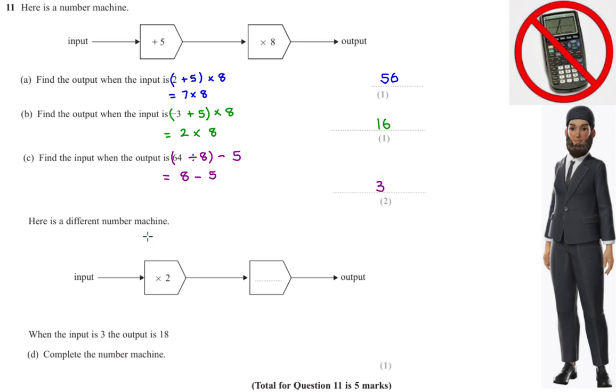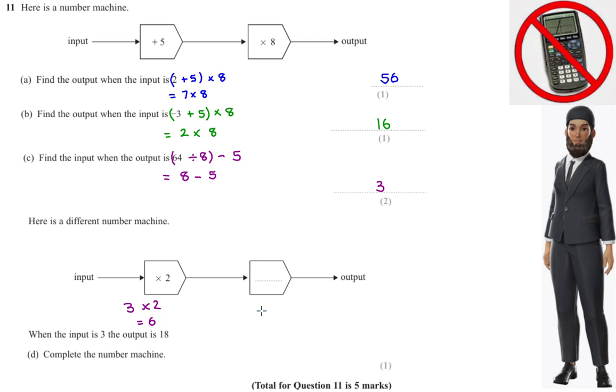Now here's a different number machine. We start with the input, times it by 2, we complete another operation, and then we receive the output. When the input is 3, we need to times it by 2, and the output is 18. So 3 times 2 is 6. How can I get from 6 over to 18?